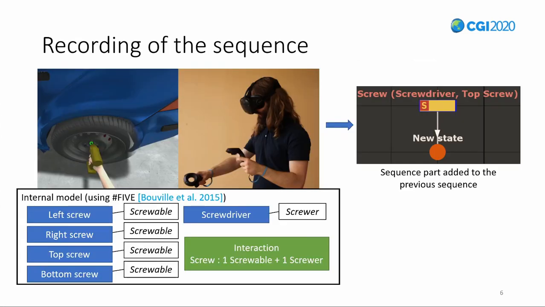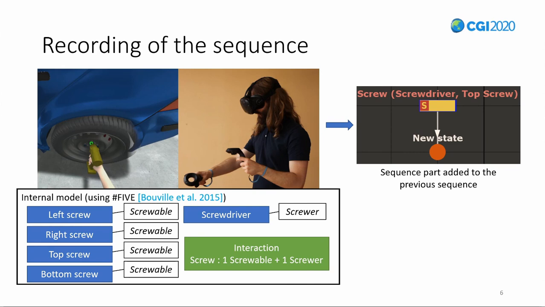So, as I said before, the first step is the recording of the actions of the user. In the created scenario, each action is translated into a part of the sequence as shown on the right, a transition corresponding to the recorded action, and a new state at the end of the scenario.